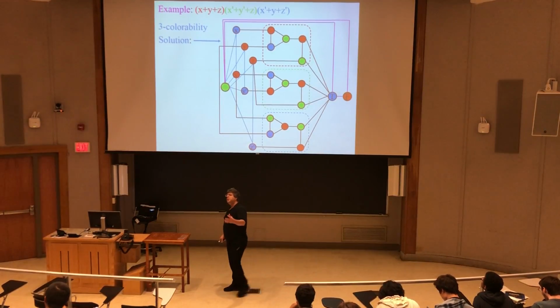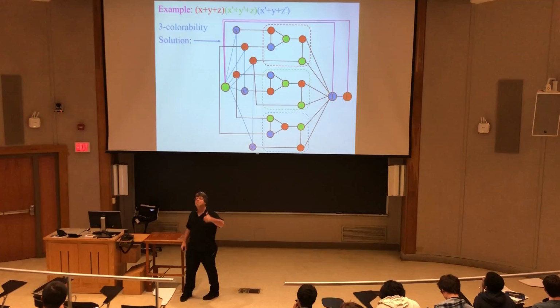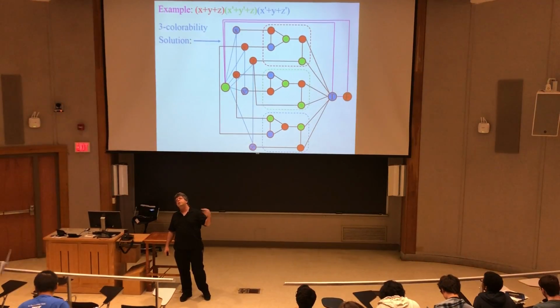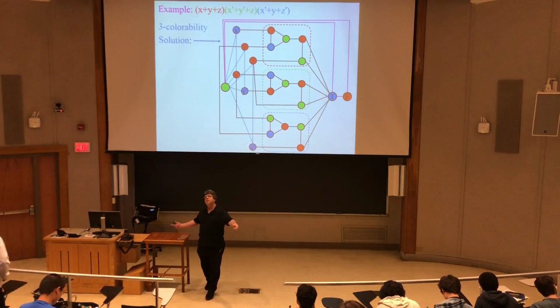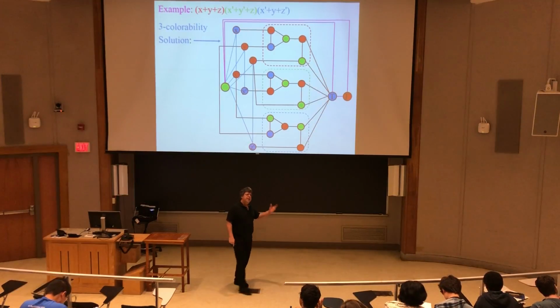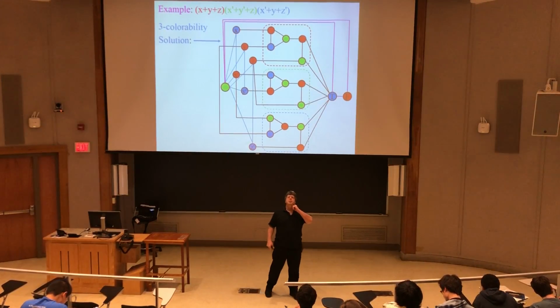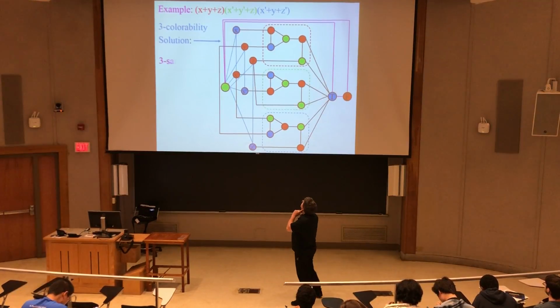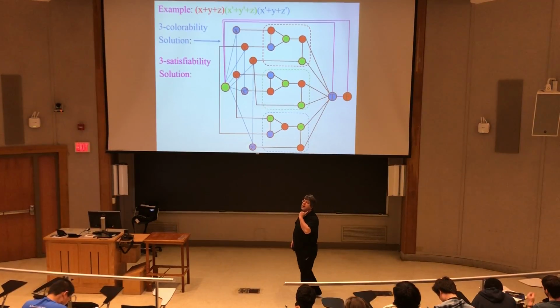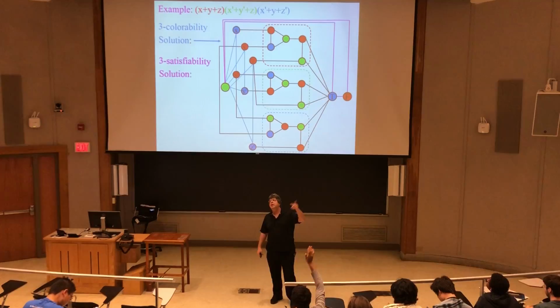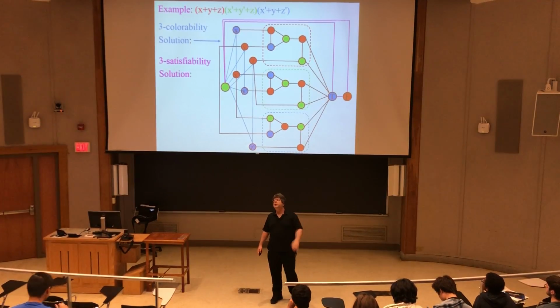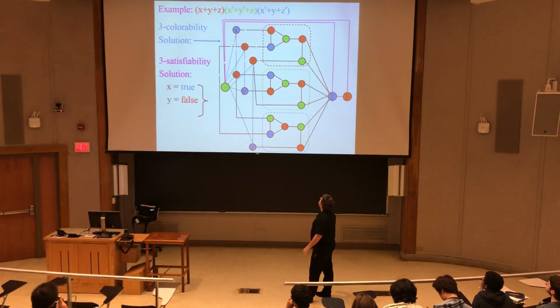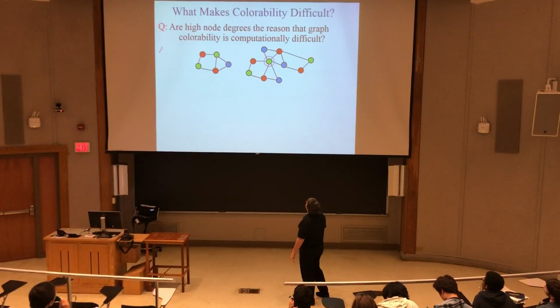So by Cook's theorem, all of NP reduces to satisfiability. By this theorem, all of satisfiability reduces to graph colorability, which means by composition of these two reductions, graph colorability is NP-complete. In particular, 3 graph colorability is NP-complete. How many understand that? Good. Any questions about that? We went through that last time in greater detail, and that's just a summary.